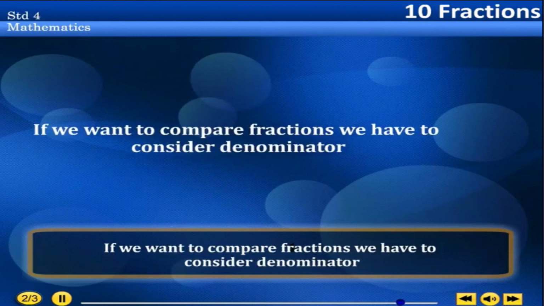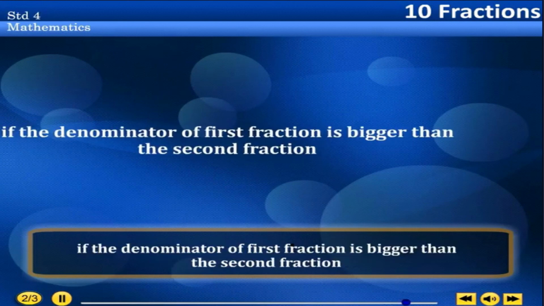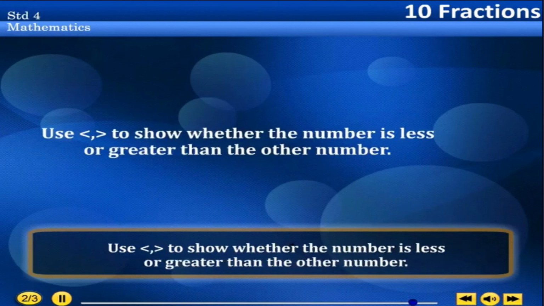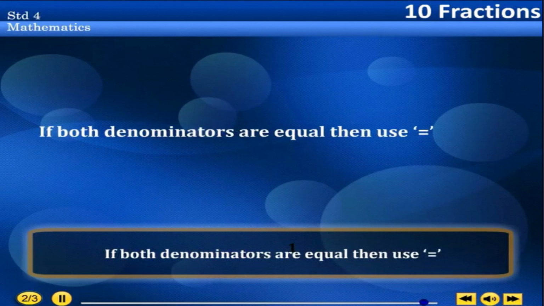Comparing fractions. If we want to compare fractions, we have to consider the denominator. Suppose there are 2 fractions. If the denominator of the first fraction is bigger than the second fraction, then the first fraction is smaller than the second fraction. Use greater than and smaller than signs to show whether a number is less or greater than the other number. If one fraction is bigger, use the greater than sign. If both denominators are equal, then use the equal sign.